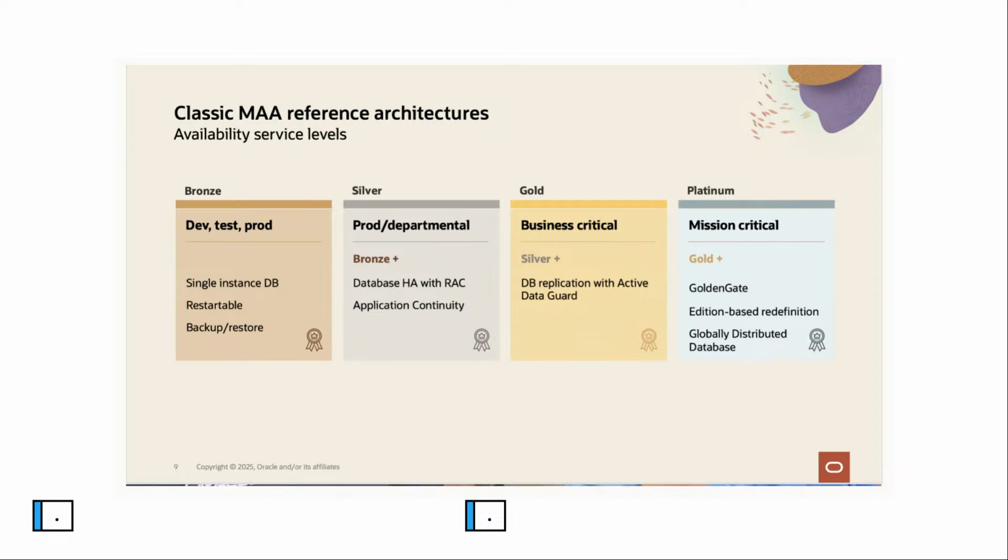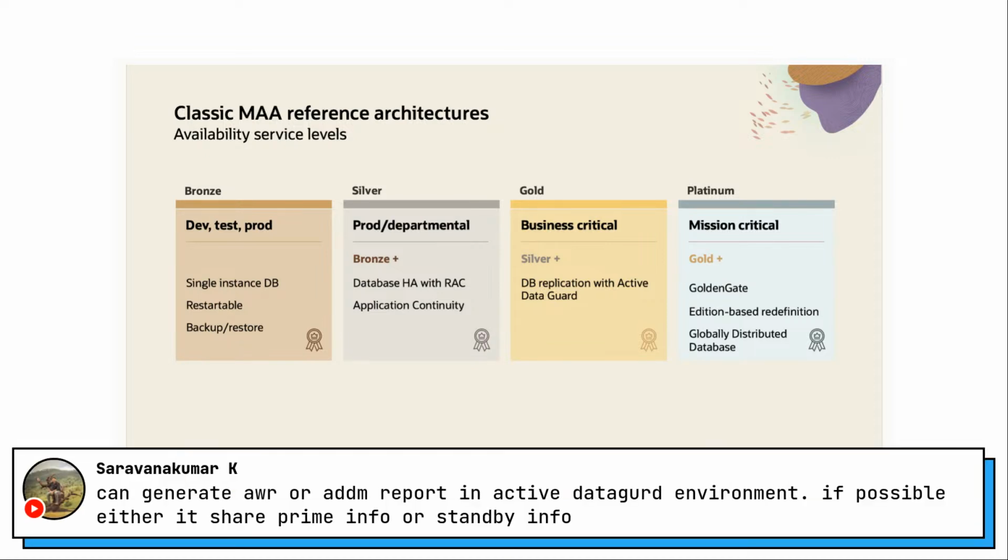Let me check if we have any questions from the public. And yes, we have one question right here. Can we generate an AWR or ADDM report in an Active Data Guard environment? If possible, either from the primary info or standby info.